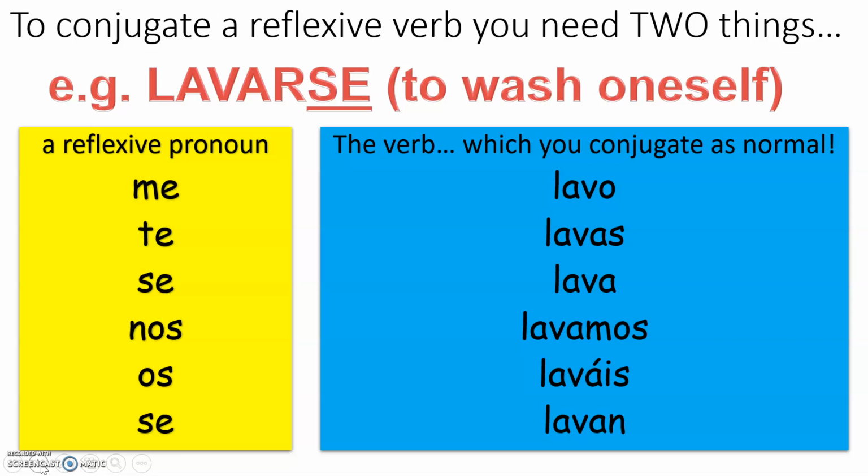So, to conjugate the reflexive verb, you need these two things together. Your reflexive pronoun, me, te, se, nos, os, se, and the verb, which, as you can see, we conjugate as normal. Me lavo, te lavas, se lava, nos lavamos, os laváis, and se lavan.